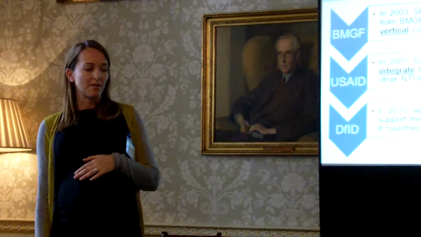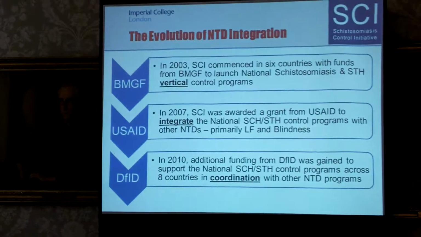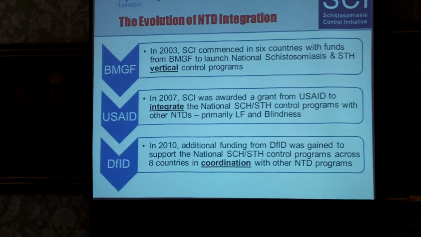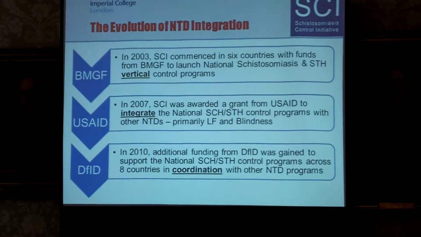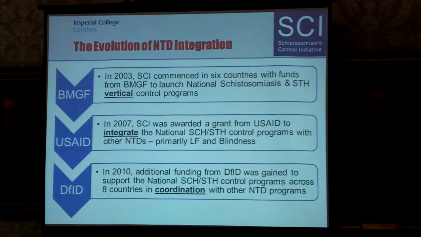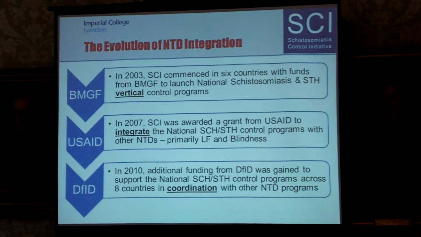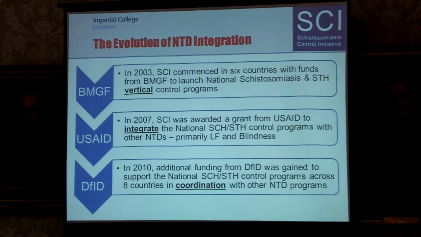So as Alan mentioned, we started in 2003 with funding from the Bill and Melinda Gates Foundation. This funding was to launch the national schistosomiasis and STH programs in 6 countries. And these were vertical control programs, which means we focus solely on schisto and STH only.